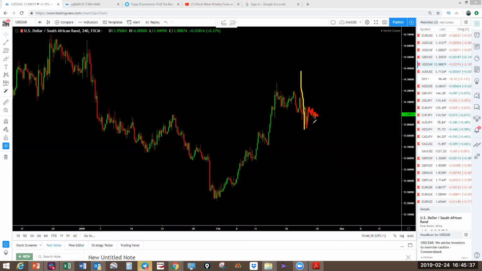Corrective structure, move like that. That may be a corrective structure that will then take us down like that. Okay, so those are the US dollar pairs. Now let's look at the yen pairs.